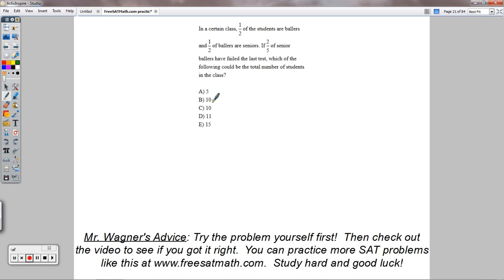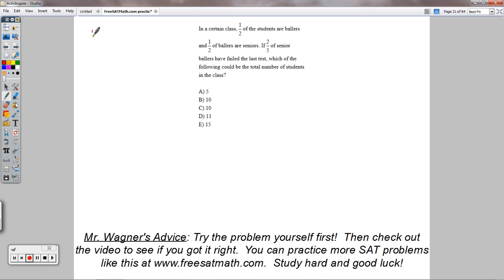And it looks like it's not a perfect website, this freesatmath.com website. They chose B and C to have the same answers. I'm not sure if that was just a computer glitch or something like that with randomly generated answers, but that's okay. We'll roll with it, and if that happens to be the answer, we'll just say the answer is both B and C.